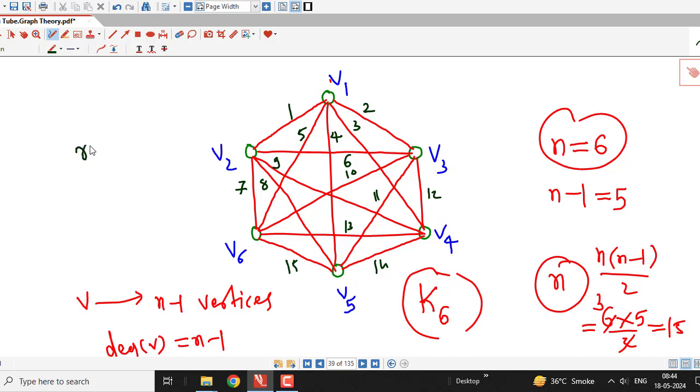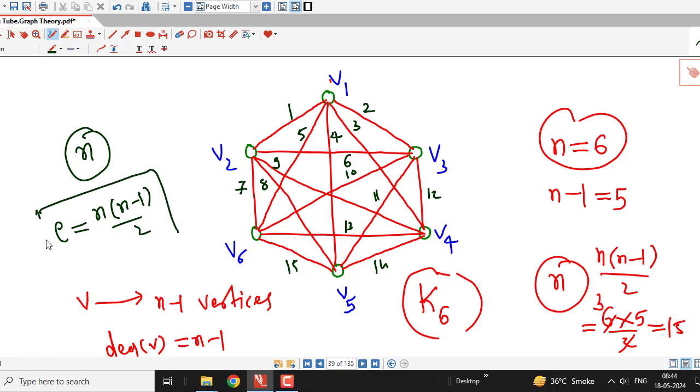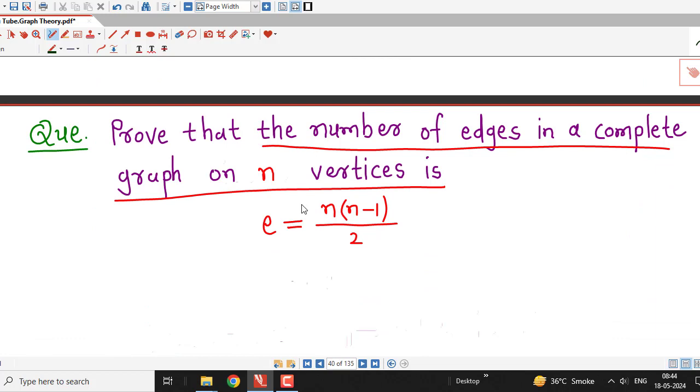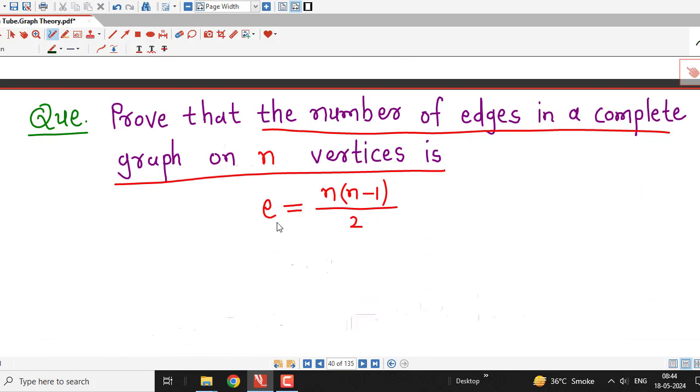So if there are n vertices in a complete graph, then the number of edges denoted by E is always n into n minus 1 by 2. So this is another cross check to verify whether your complete graph is properly drawn or constructed. Now we can prove this result. It is easy to prove this result.